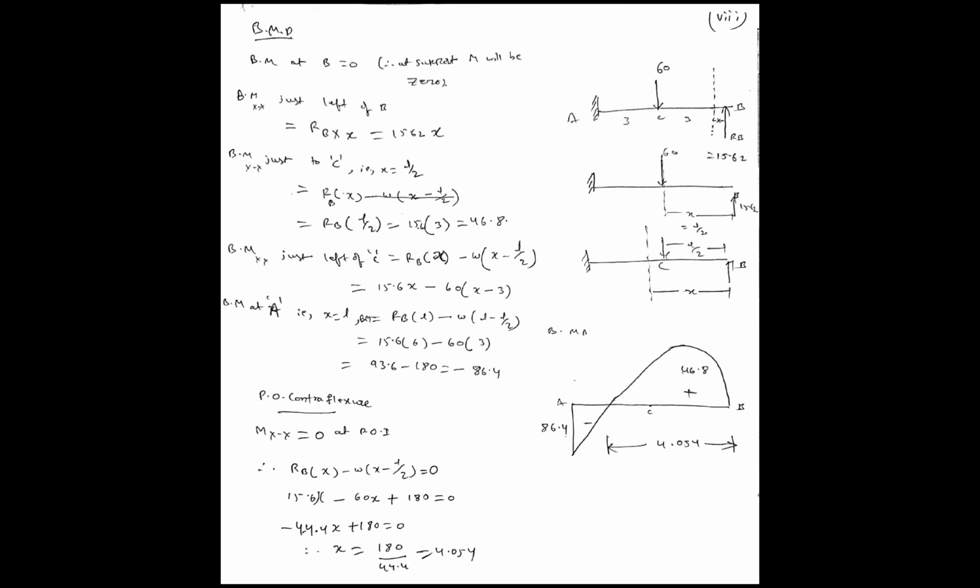And how to find the point of contraflexure here? Equate the bending moment equation at section XX, which is between A and C. That equation is RB X minus W into X minus L by 2 equal to 0. So equate it to 0, then you will find the X value. So X equals 4.054. It is known as the point of contraflexure, the point where the bending moment becomes 0.